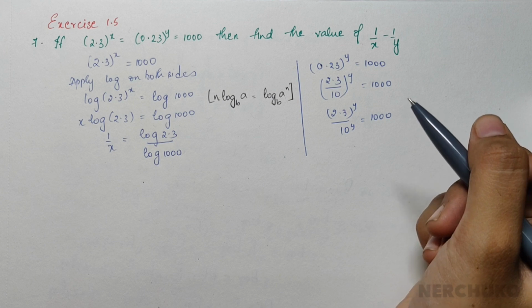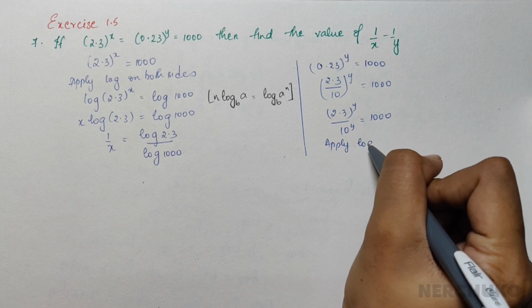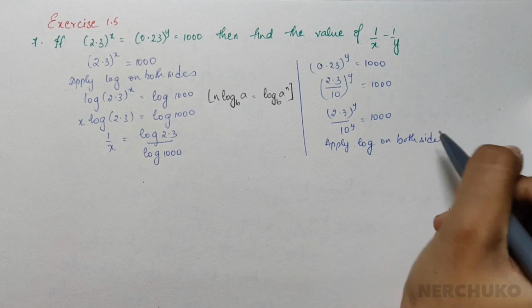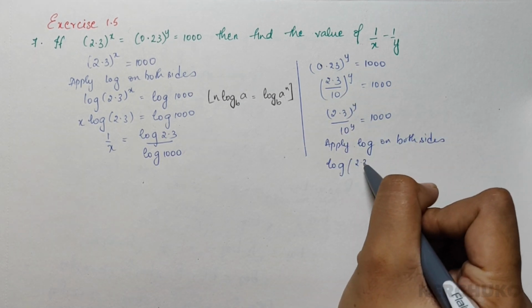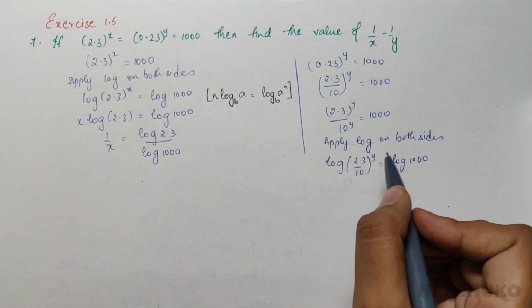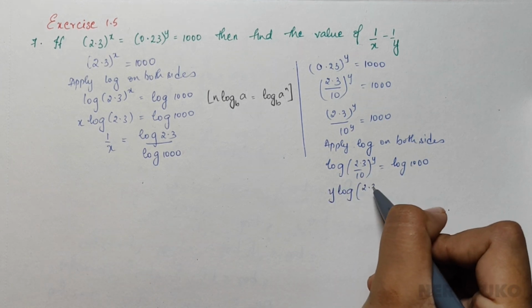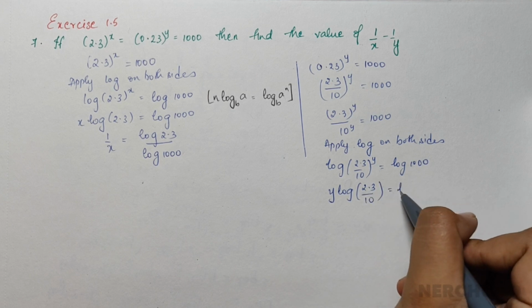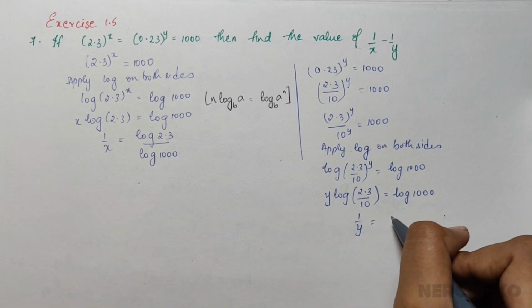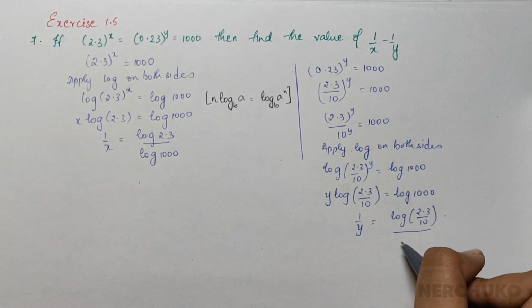Now if I apply logarithm on both the sides, I would have log 2.3 divided by 10 whole to the power of y is equal to log 1000. So if I apply the previous formula which I have written, I would have y into log 2.3 divided by 10 is equal to log 1000. 1 by y equal to log 2.3 divided by 10 divided by log 1000.